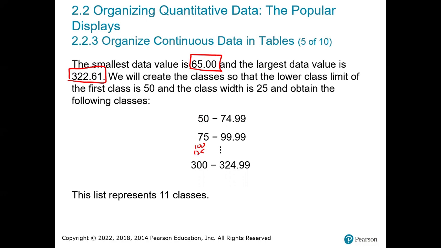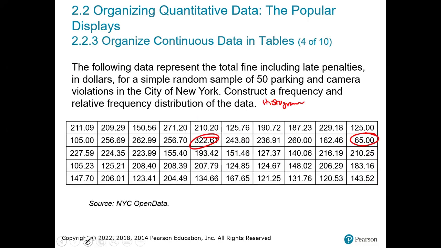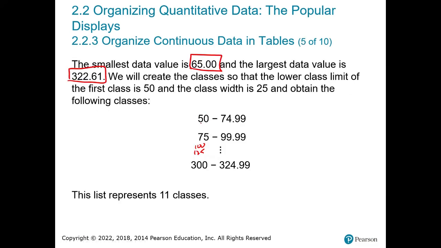Because our data is going to go up by 25s, and because our data goes to 2 decimal points, the first group is going to go $50 to $74.99. And the next group is going to start at 75 and go up to $99.99, then 100 to $124.99, all the way until the highest one is above your highest value.